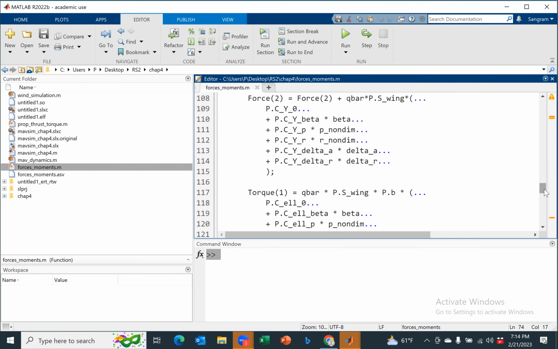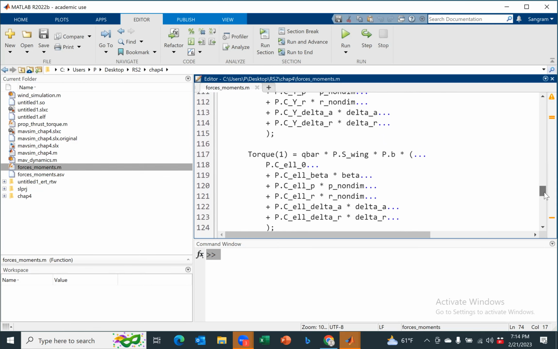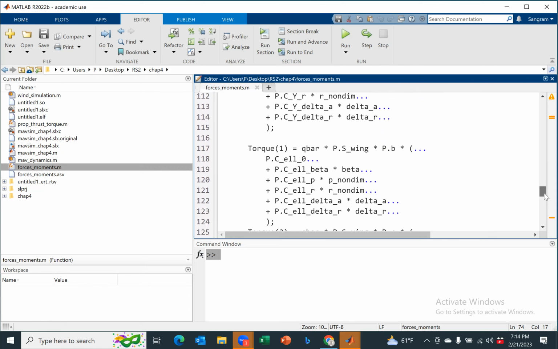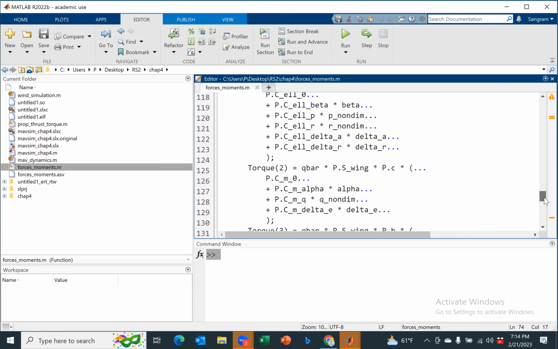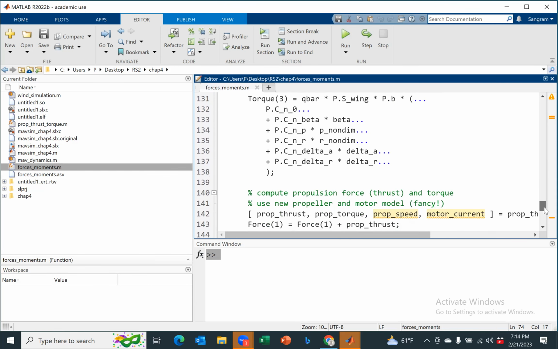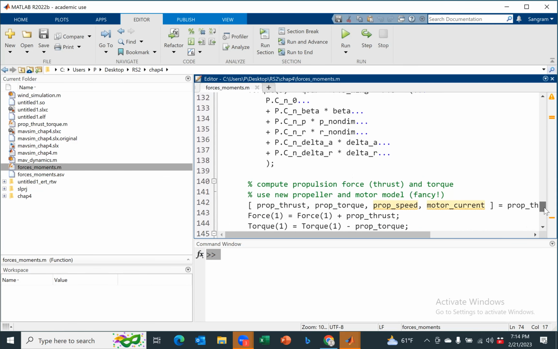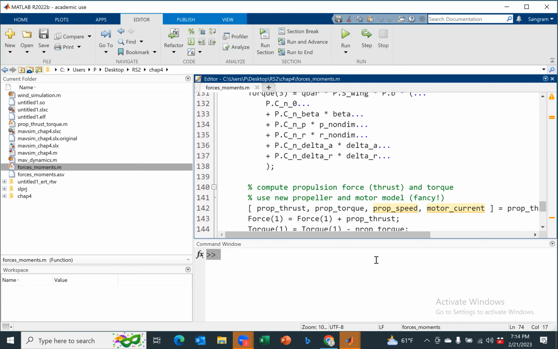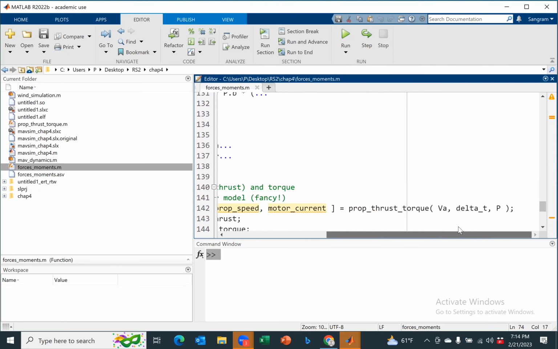You implement the exact same thing for torque, which is L, M, and N. So this is the equation for torque 1, torque 2, and torque 3. And at the end, you want to find out the propulsive force, and you can find it in multiple ways. For that, this is the function. The name of the function is prop thrust torque. The input to that is VA, which is the airspeed, throttle, and P value.